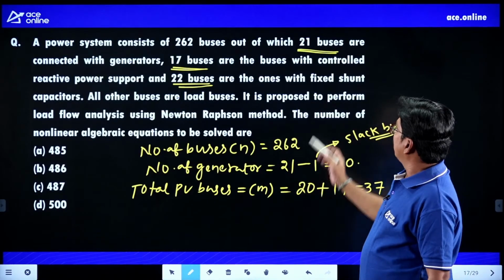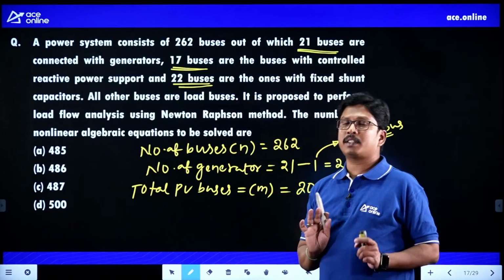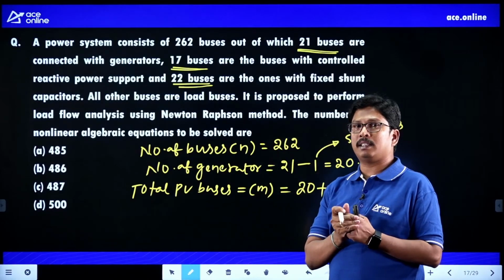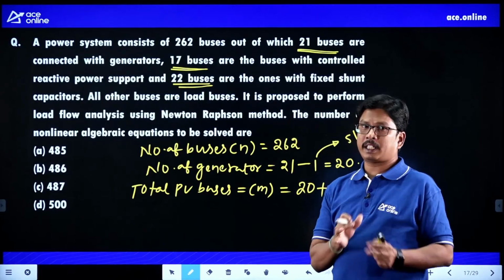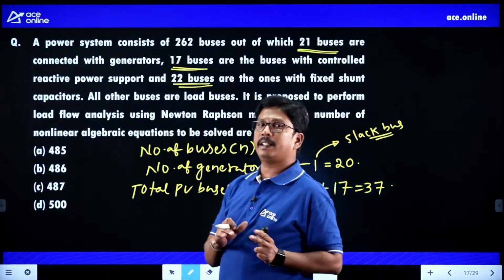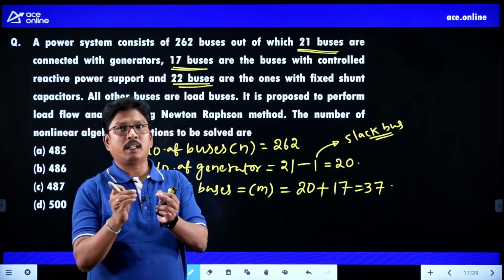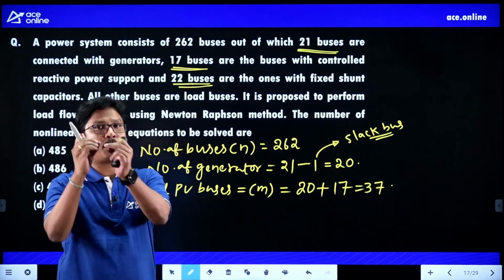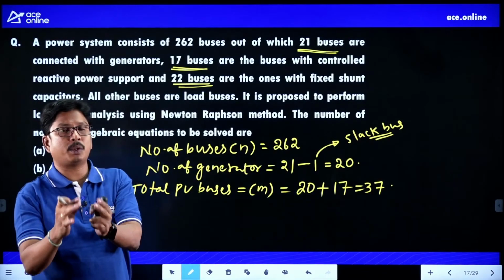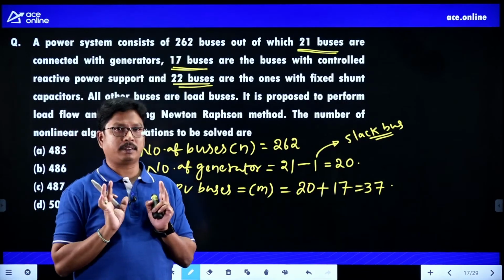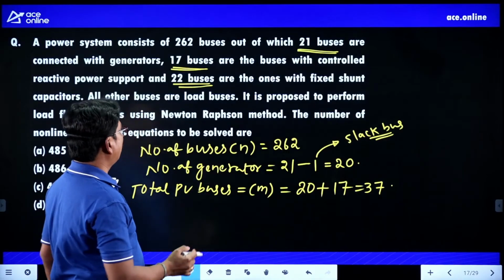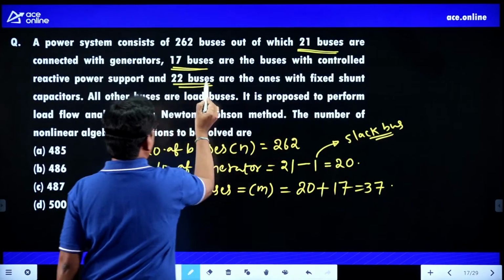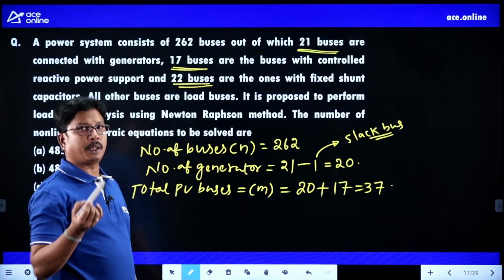And at the fixed shunt capacitor buses, the reactive power will be fixed. When reactive power is known, we can consider them as PQ buses. So these fixed shunt capacitor buses, these 22 buses, are PQ buses.